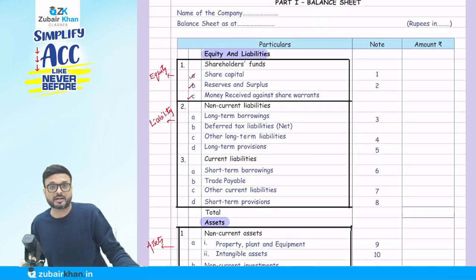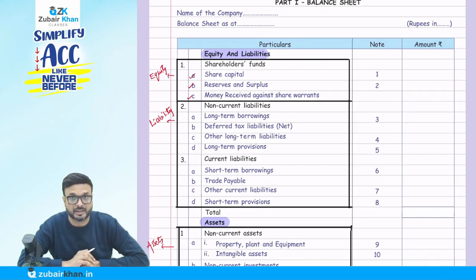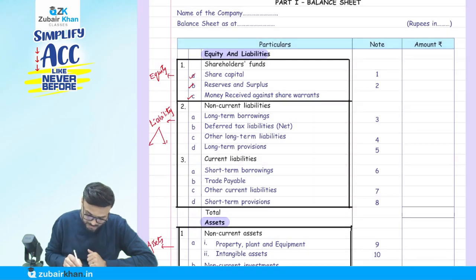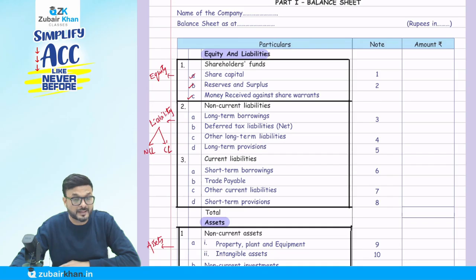Now we will start our discussion on the liability side. Remember there are two types of liability, current liability and non-current liability. So let me write non-current liability and current liability.